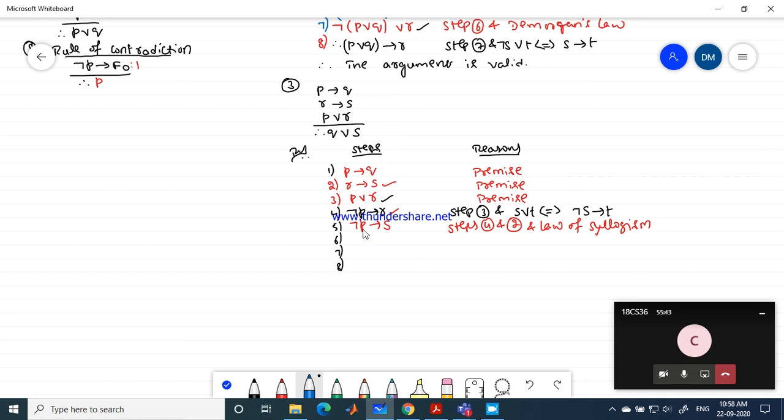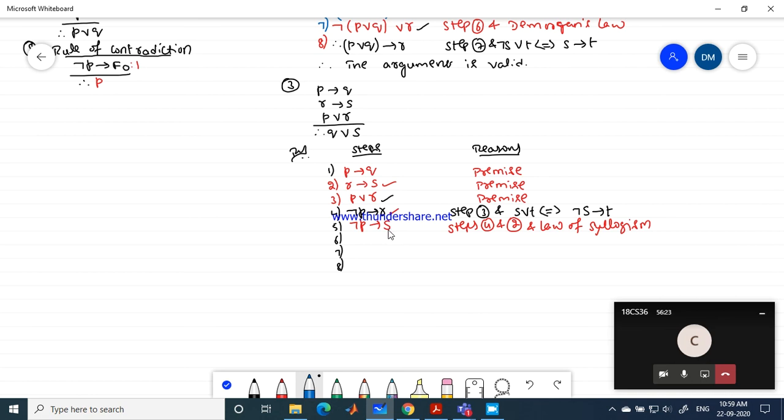What is the problem? I have got negation P implies S here. I have got P implies Q. Step 5 came from this one: negation P implies R, R implies S, so negation P implies S. Law of syllogism works similar to the transitive rule. P implies Q, Q implies R, that gives P implies R. That is what I have written. Negation P implies S. Now I've got P implies Q and negation P implies S.